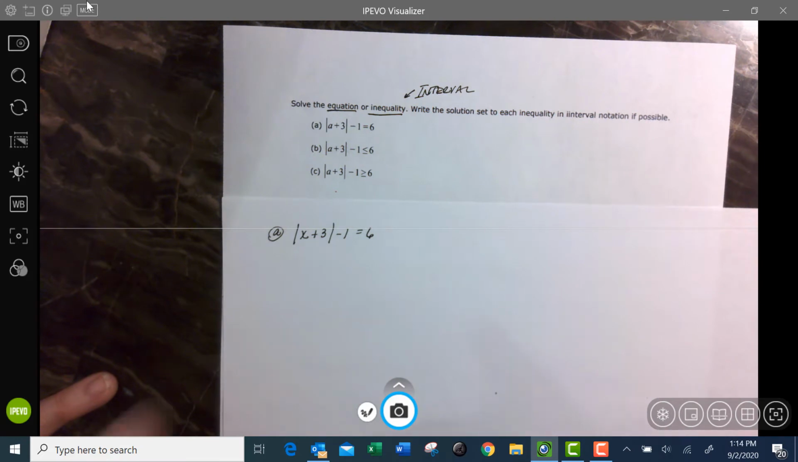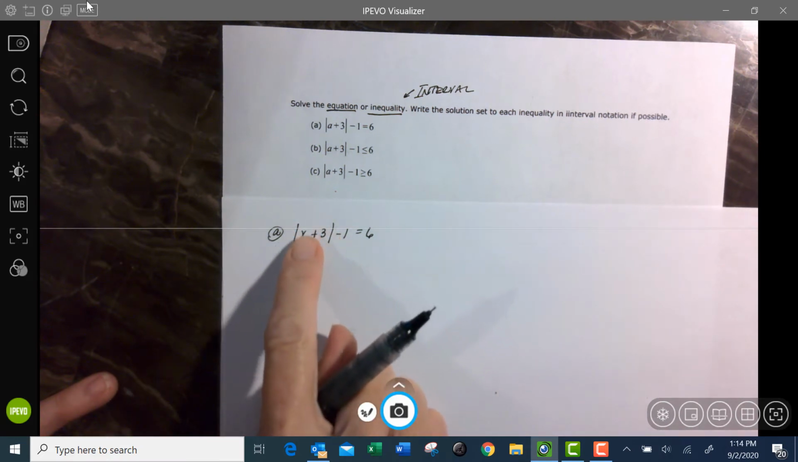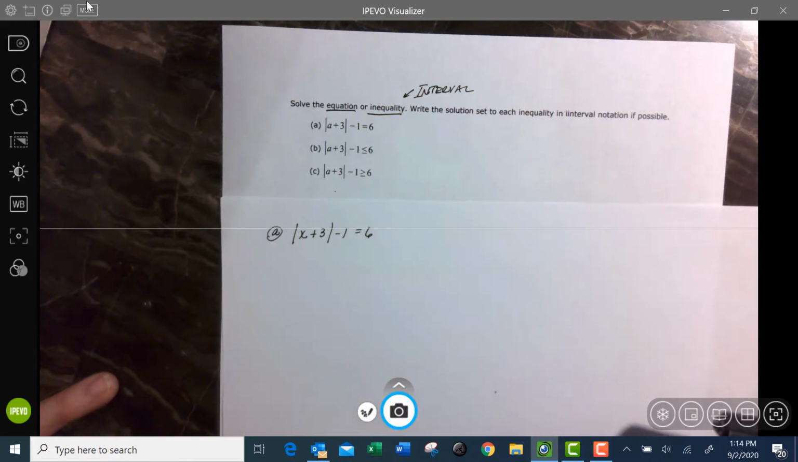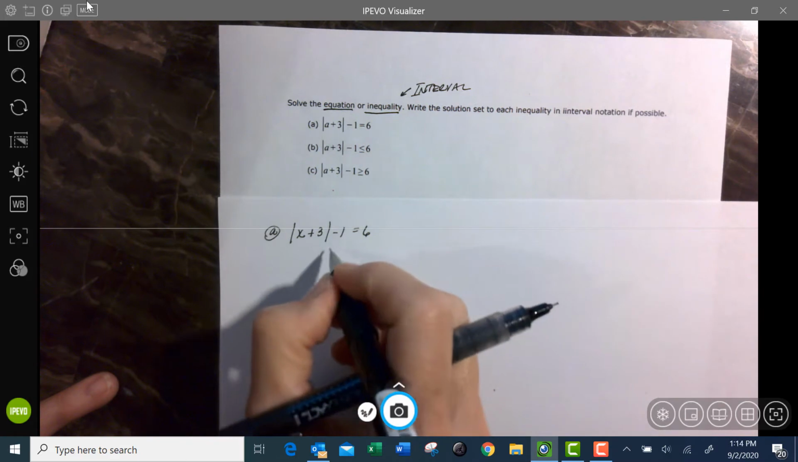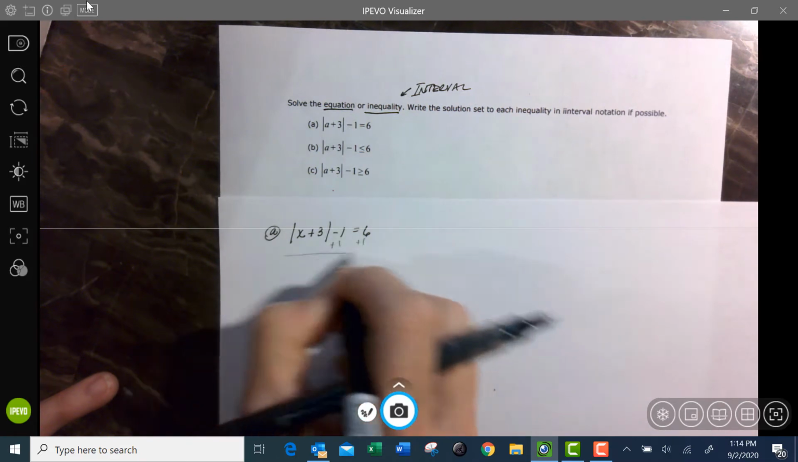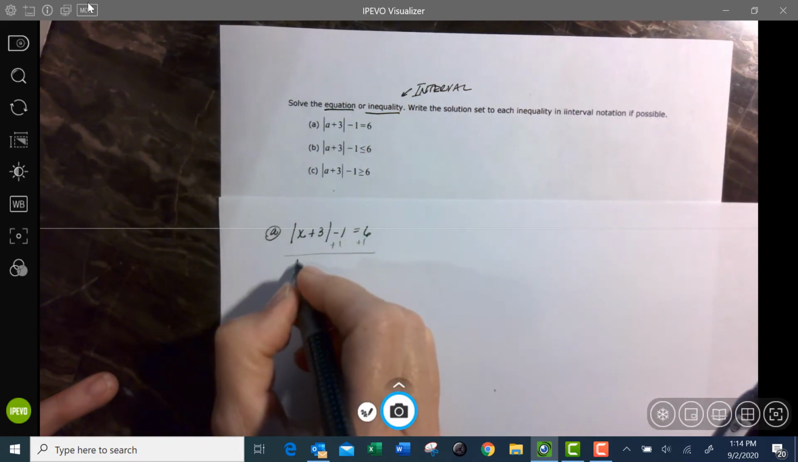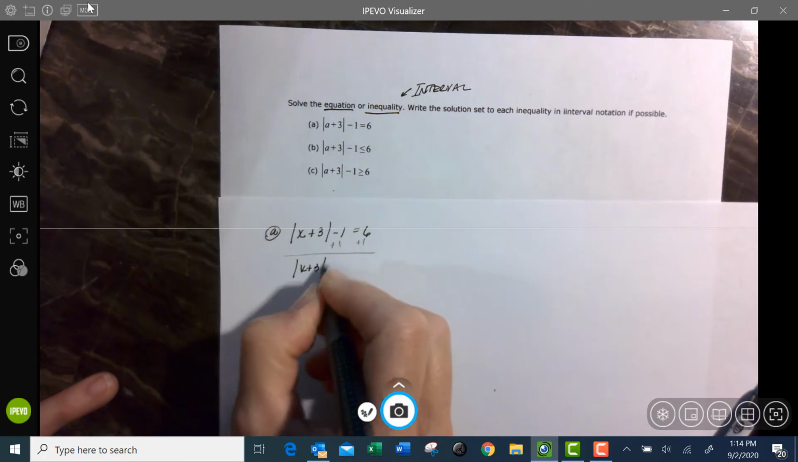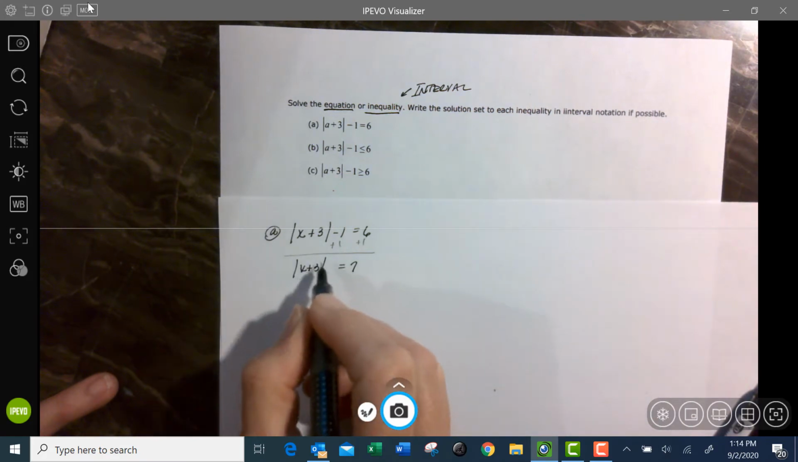The first thing I want to do in solving is I want to get the absolute value information isolated, nothing around it. So there's a -1 adjacent to it, so I'm going to add 1 to each side to move it to the opposite side of this equation. Now my absolute value information is isolated.